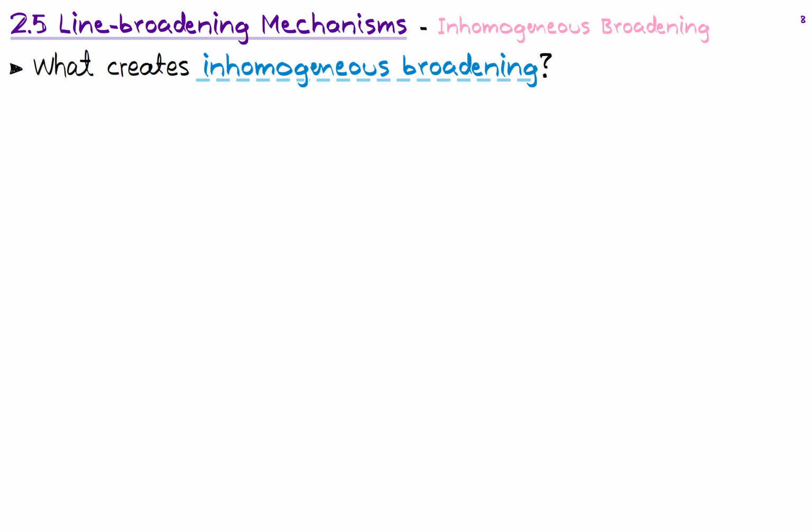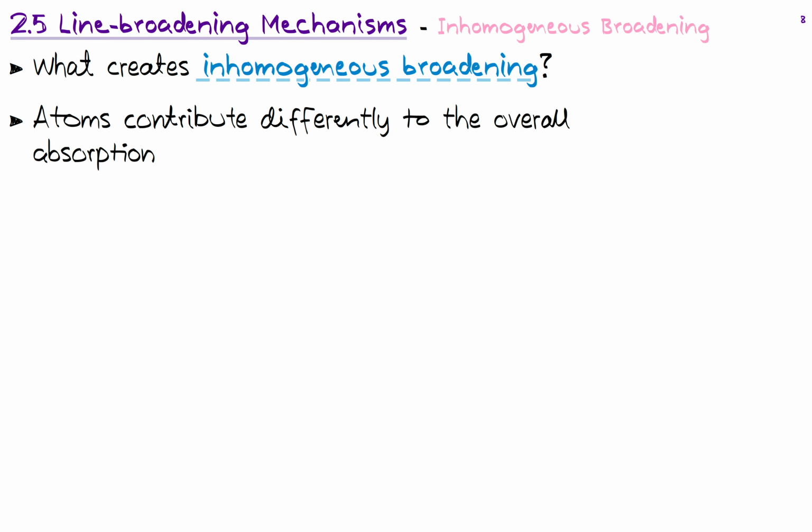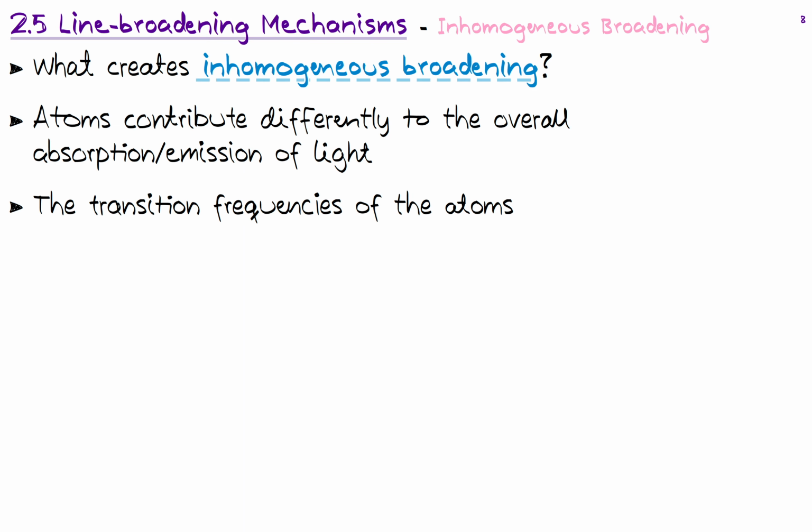Now let's start looking into the inhomogeneous broadening and ask a question: what creates inhomogeneous broadening in our material? And of course, physically, what happens is that now our atoms, or whatever emitters, absorbers we have, they contribute differently to the overall absorption and emission of light. So this is basically what happens. In this case, the transition frequencies of the atoms that form the overall active medium, the gain medium, the macroscopic medium of interest, consisting of millions of atomic emitters.